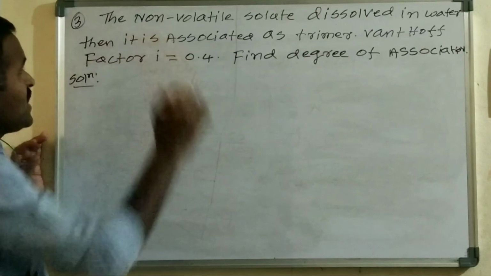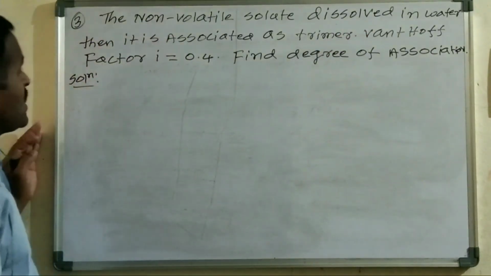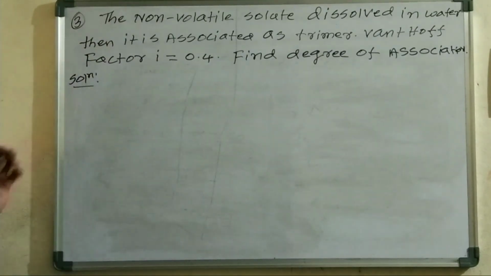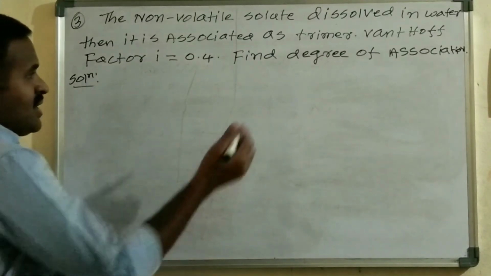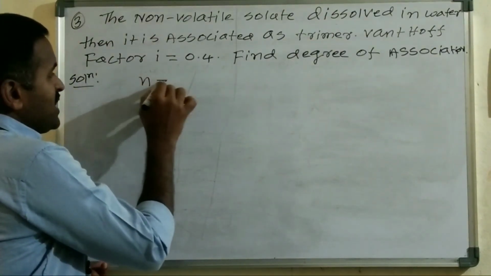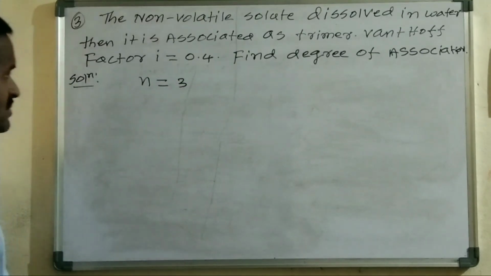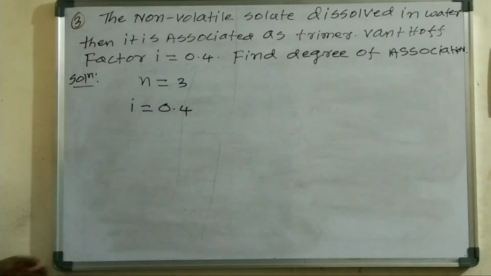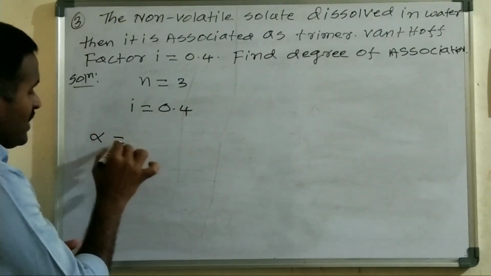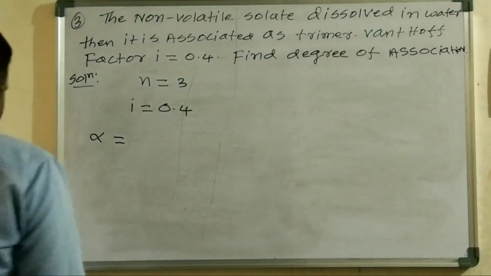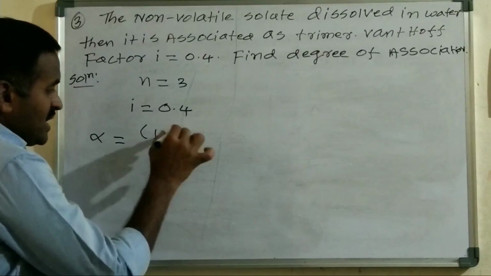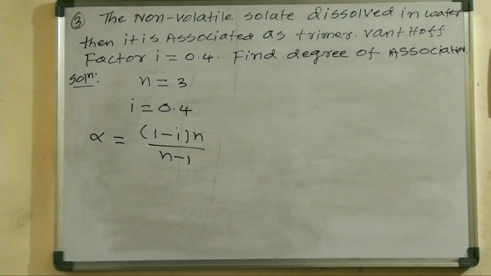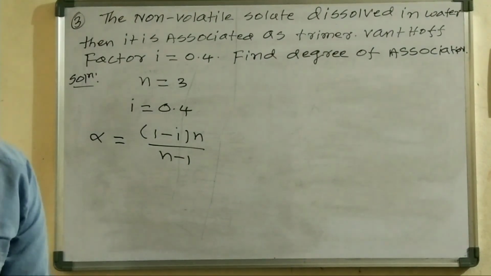Next, the third problem: a non-volatile solute dissolved in water is associated as a trimer, and the Van't Hoff factor i is equal to 0.4. Find the degree of association. Here trimer means n is equal to 3, and the Van't Hoff factor i is given as 0.4 in this problem. They are asking to find the degree of association alpha. We have a formula: alpha is equal to (1 minus i) into n divided by (n minus 1), the formula for finding the degree of association.